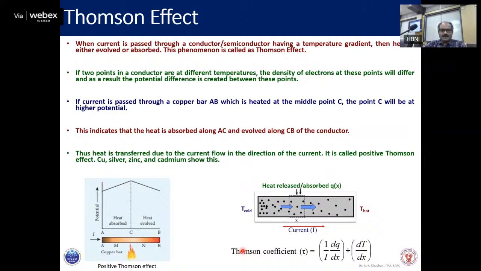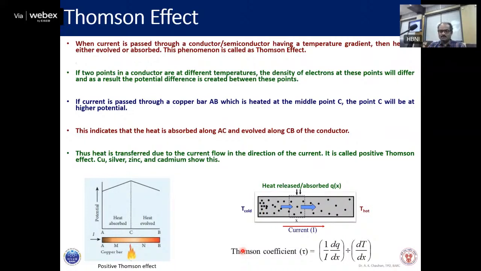Now there is another effect related to thermoelectrics, the Thomson effect. Suppose a current is passed through a conductor or semiconductor which already has a temperature gradient. Suppose you have a conductor, and one end is at very high temperature and the other end is at very low temperature, and then you try to pass the current. Just understand it in this way. Then heat is either evolved or absorbed.